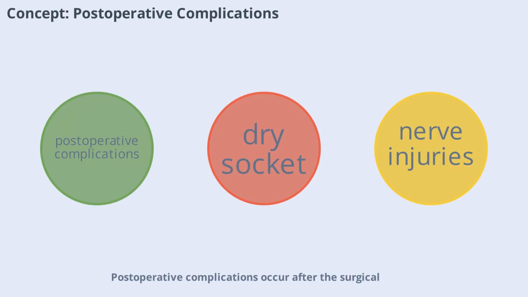Postoperative complications occur after the surgical procedure and include issues like dry socket, nerve injuries, hemorrhage, and infection. These complications can significantly impact patient recovery and satisfaction. Surgeons must educate patients, monitor healing, and intervene promptly when complications arise. Understanding postoperative risks is key to providing comprehensive care.